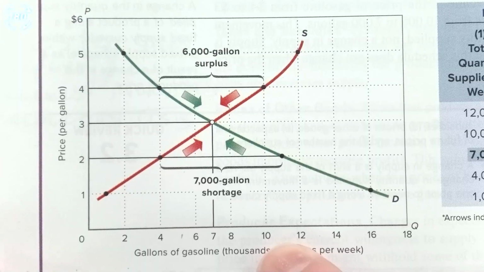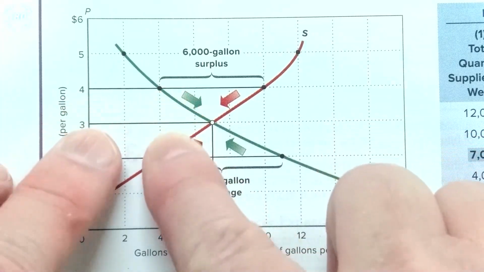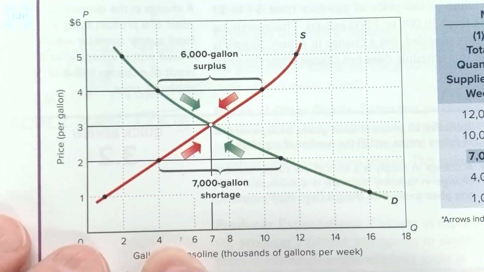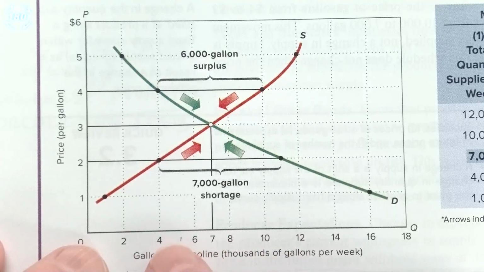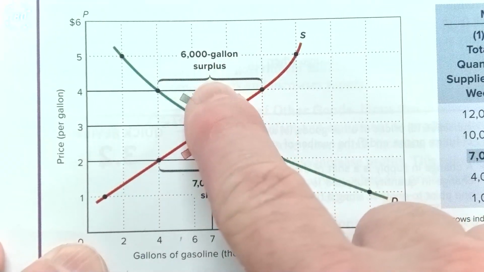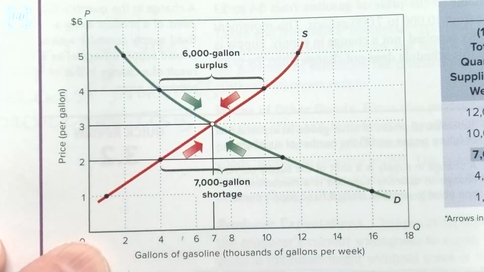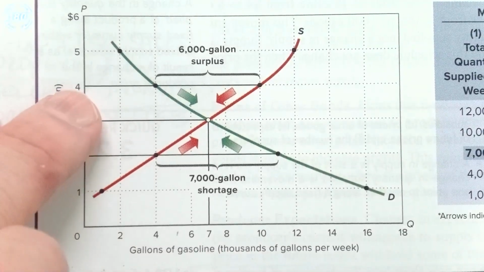Okay, 10,000 gallons. But how many gallons will be demanded at $4 a gallon? That is, how many gallons are people willing and able to purchase? Well, here you come out to the demand curve. And you come down here. Remember, this is the independent variable axis here. And there's 4,000 gallons demanded. There's 10,000 supplied. There's 4,000 demanded. 10 minus 4 gives you 6,000 gallons left over. There's a surplus of gasoline when the price is, for the moment, above equilibrium at $4 a gallon.